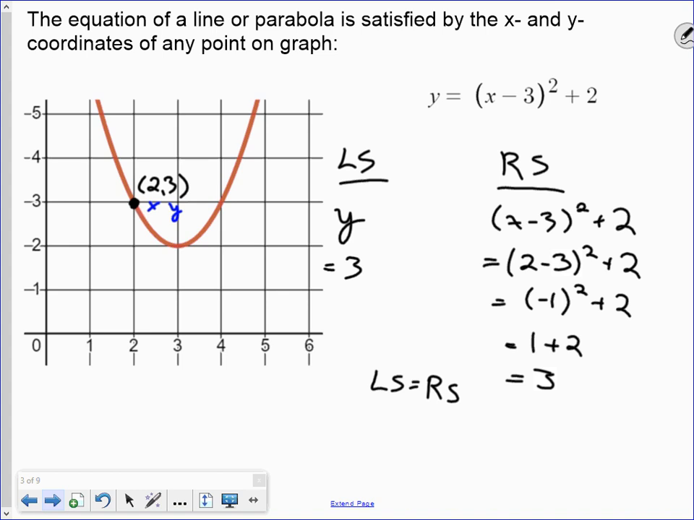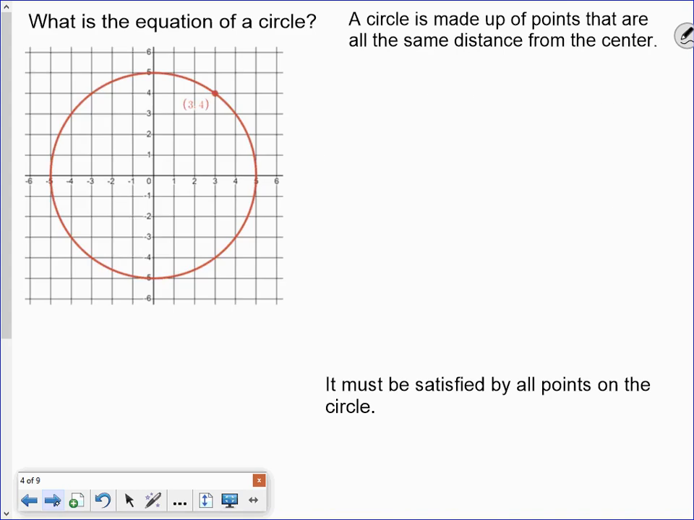And the same is going to be true for any point that is on the edge of our circle. So I've got this point 3, 4, which is on my circle. That point is going to have to satisfy the equation of the circle. And if I just pick some random point here, we'll call this point x, y, I know that it has to satisfy the equation of the circle. I also know that that point has to be a distance r from the center of my circle. My center here is at 0, 0.